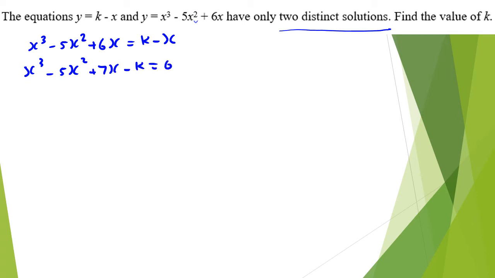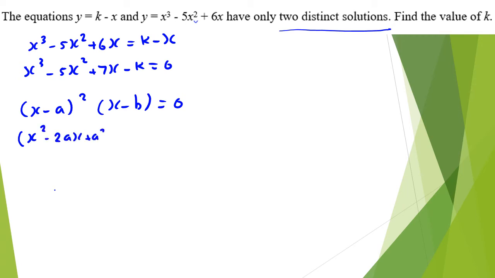Now I've got a cubic equation. Because it's a cubic equation and it has two distinct solutions, that means one of the solutions is repeated. So I would rewrite that as (x minus a) all squared times (x minus b) equals 0. This is repeated and this is different, so that's why I end up with two distinct solutions. Now if I expand everything in here, the first one I expand as x squared minus 2ax plus a squared, and that's times (x minus b) equals 0.